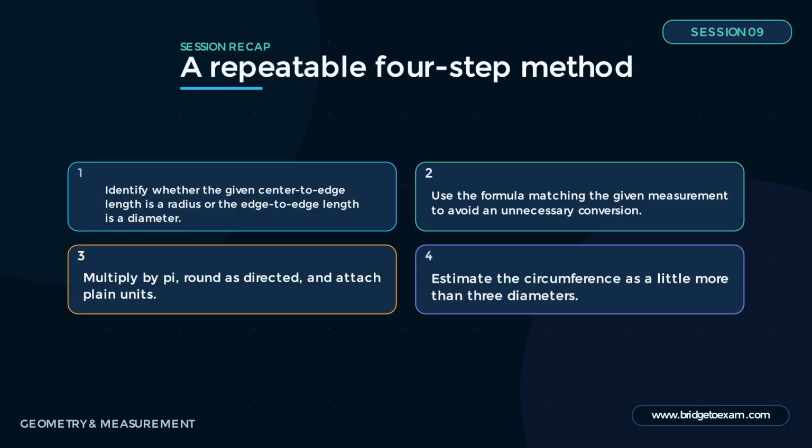Session recap. First, identify whether the given center-to-edge length is a radius or the edge-to-edge length is a diameter. Next, use the formula matching the given measurement to avoid an unnecessary conversion. Then multiply by pi, round as directed, and attach plane units. Finally, estimate the circumference as a little more than 3 diameters.